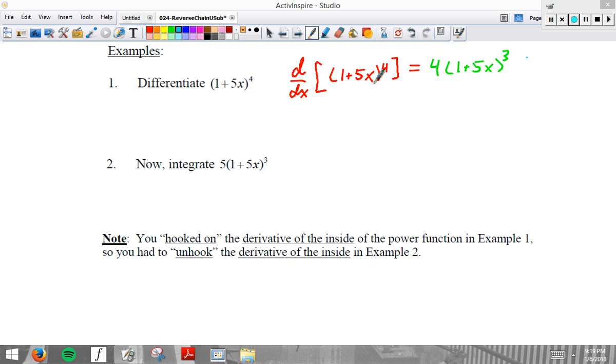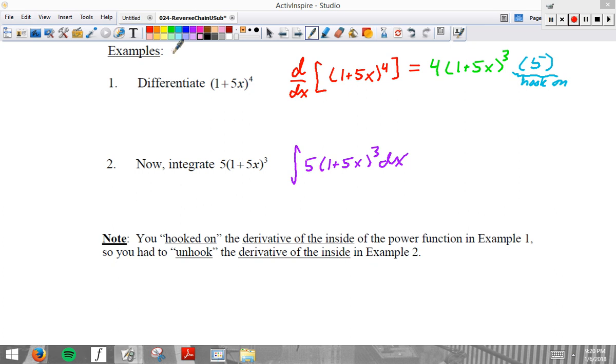And I think about what's the derivative of the inside. I think about what's the derivative of 1 plus 5x, and that's 5. And that would be a hook on. And we used to label that while we were getting used to it. That's the hook on. It's the derivative of 1 plus 5x. Now, we're going to integrate, let's use the integral symbol, this monstrosity. That's this expressed in symbols.